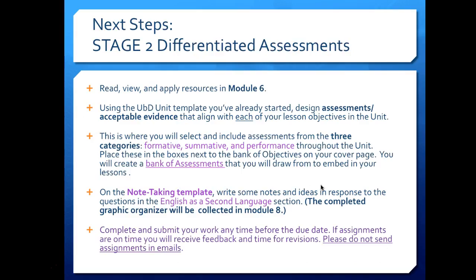So with review and apply resources in Module 6, use the template you've already started. You've got your template. You're going to put a bank of assessments that align with each of your lesson objectives in the unit. You're going to create a bank of assessments having all 3 categories: formative, summative, and performance. And these you're going to put in the top assessment box with the other objectives. You're not going to put it down in the lesson. In the lesson, you're going to select your objectives and your assessments from the bank you write on the top, the 2 cover pages. So you're going to create your bank, and then you're going to select them for each lesson that you have, and those lessons will address those objectives and assessments.